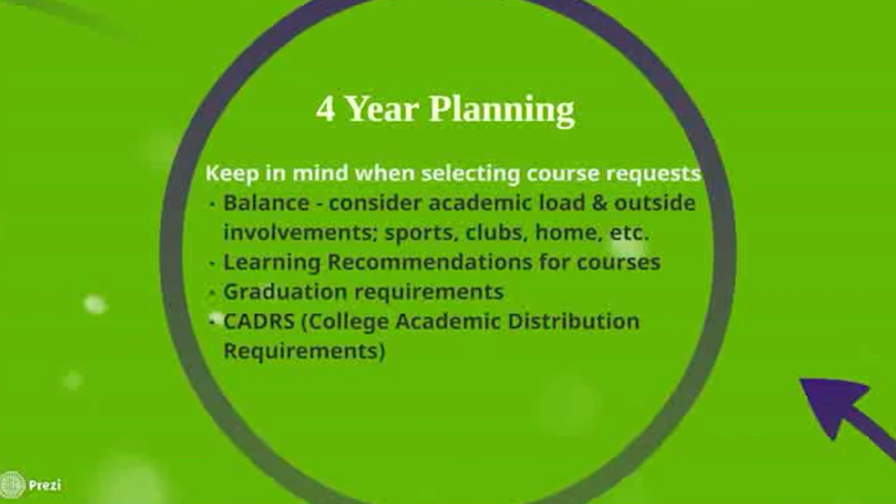Now that we've discussed high school graduation requirements and college admissions requirements, let's talk about 4-year planning. Things that you'll want to keep in mind prior to planning out your high school experience is balance. Consider your academic course load in light of your outside extracurricular involvement, like sports, clubs, and home life. Also, you want to make sure that you're looking at the learning recommendation required for each course.